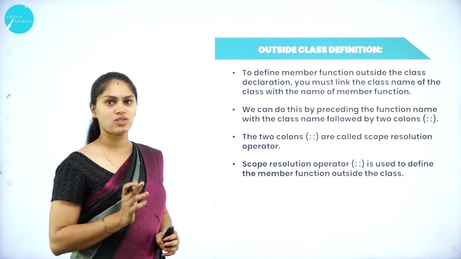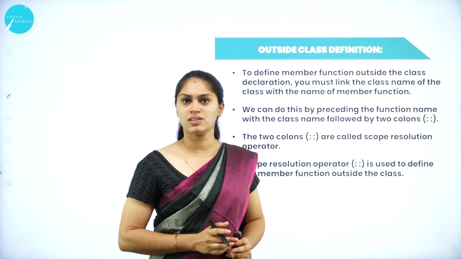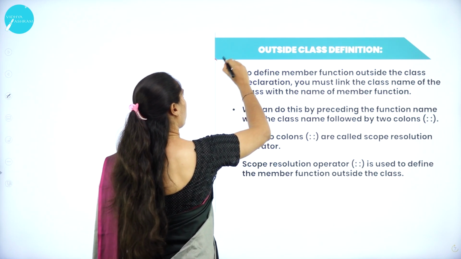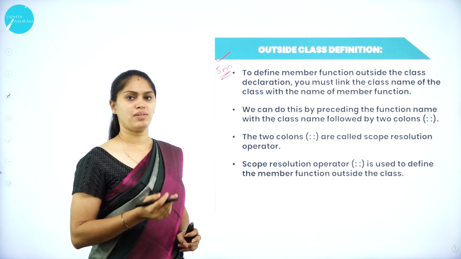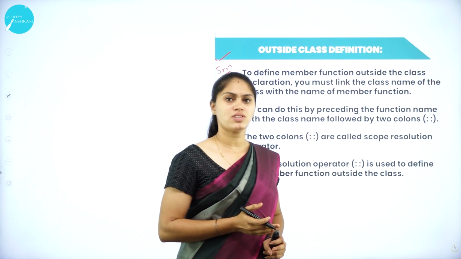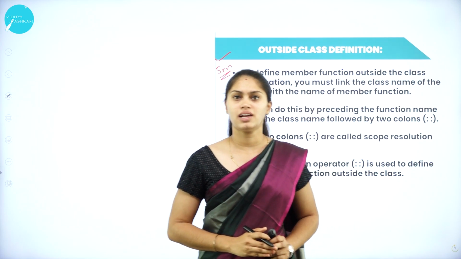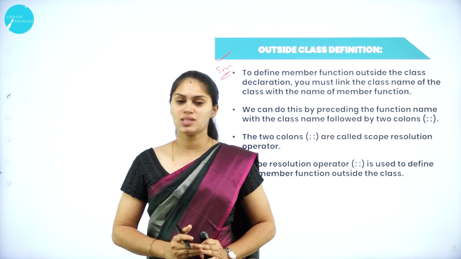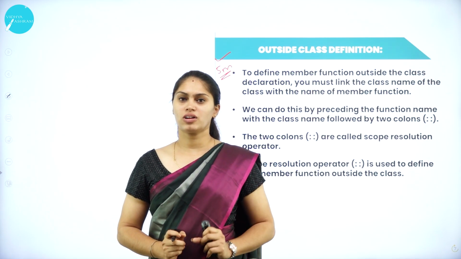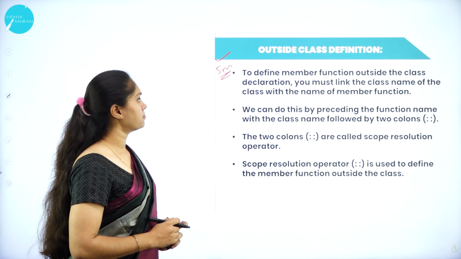So coming to outside the class definition, it is also important for 5 marks questions. Outside the class definition or inside the class definition is important for 5 marks questions. There will be questions like: explain the outside the class member function definition with syntax and example. At that time, you need to write all the points, then the syntax along with one small example program. That means a block code of that syntax will be enough for that.